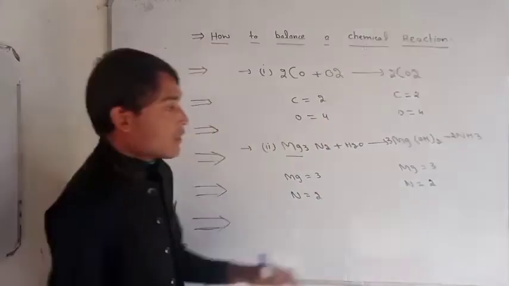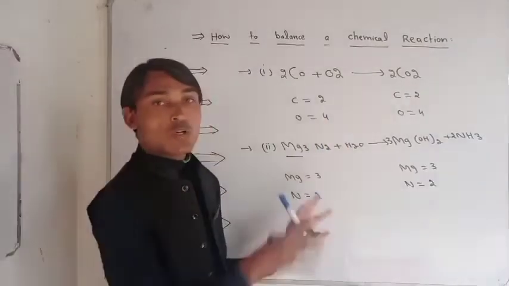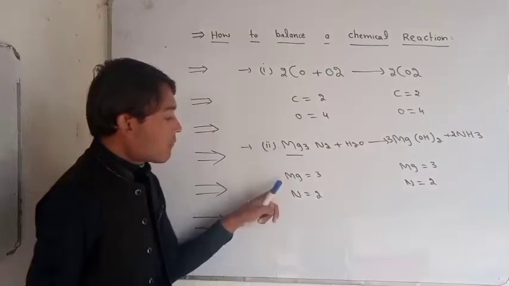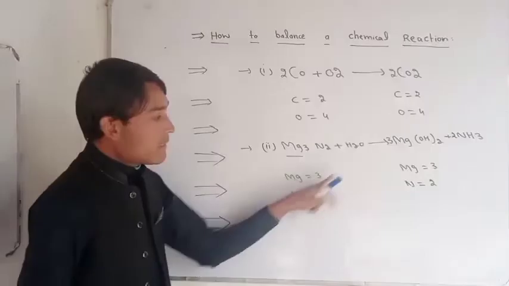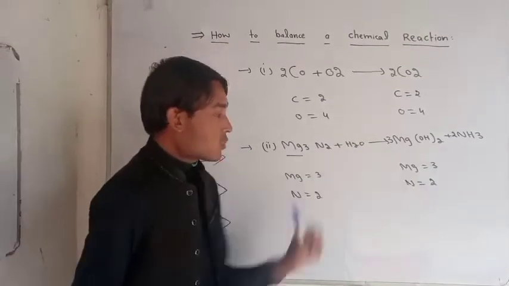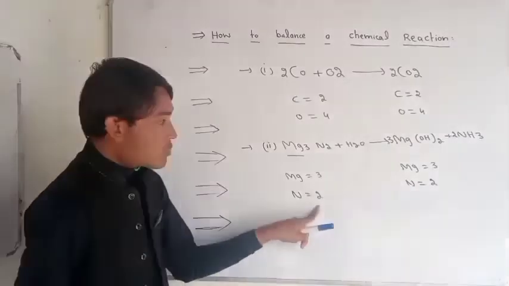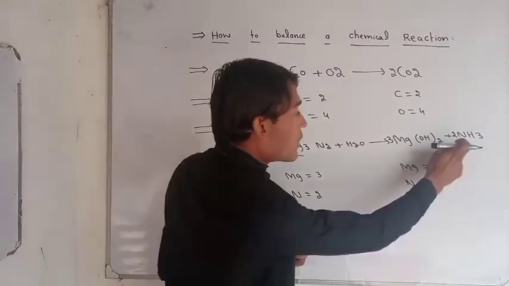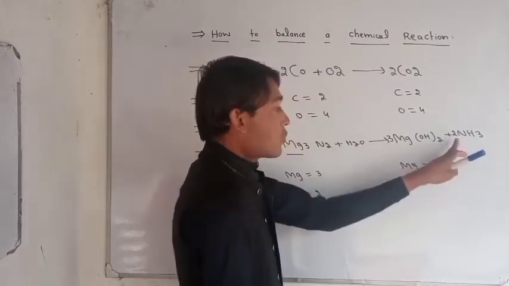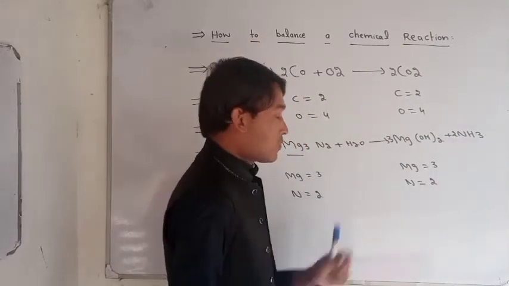So now, if you add any coefficients, then go back over the whole reaction. Check magnesium, that is 3, and on the right side magnesium is also 3. Now let's talk about nitrogen. We have N2, so the number of nitrogen is 2, and on the right side it is also 2.